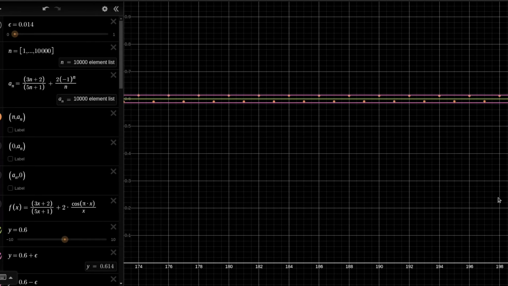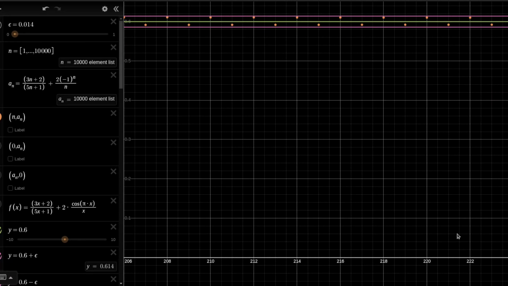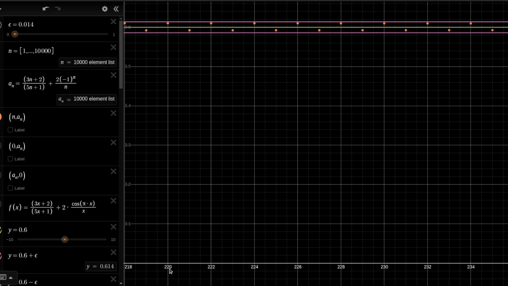Let's go far enough, right? It becomes more sensitive, and we see that, for example, for sure, for all the elements with index greater than 220, their distance from the limit is smaller than 0.014. And so it is in this sense, we will go back to the rigorous definition, that this number 0.6 is the limit because it works for every epsilon.